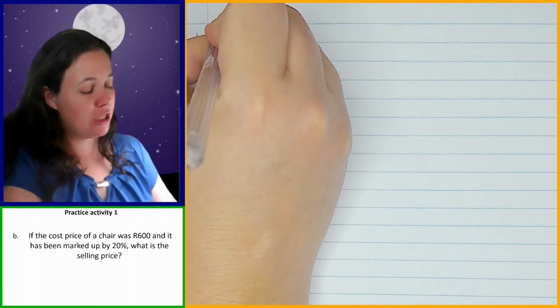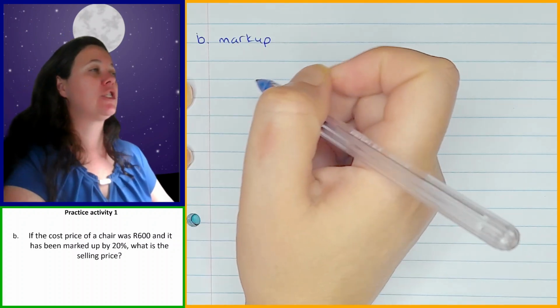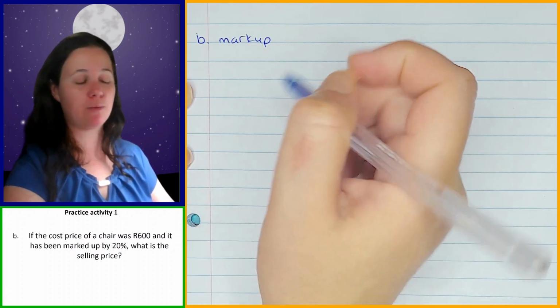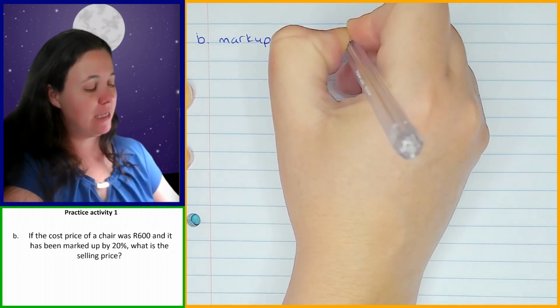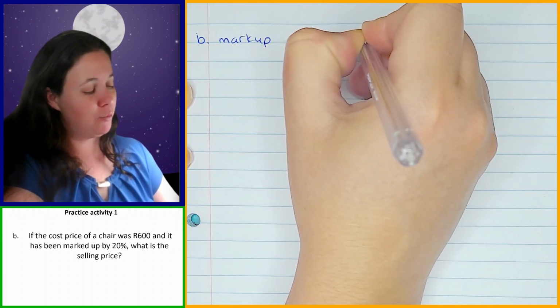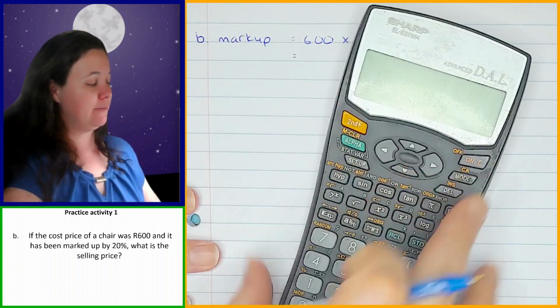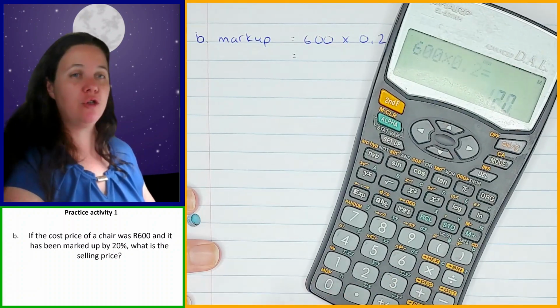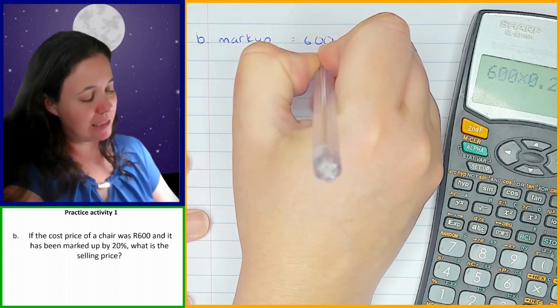So first of all, to work out the markup, we're going to be working out 20% of the cost price. To work that out, we're going to take the cost price, which is 600, and multiply it by 0.2 for the 20%. Okay, so 600 times 0.2 gives us 120 Rand. So the markup is 120 Rand.